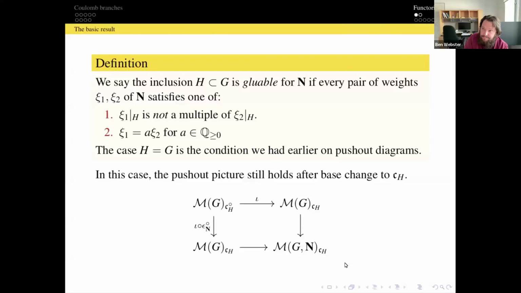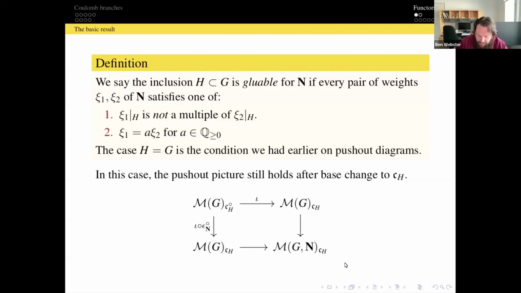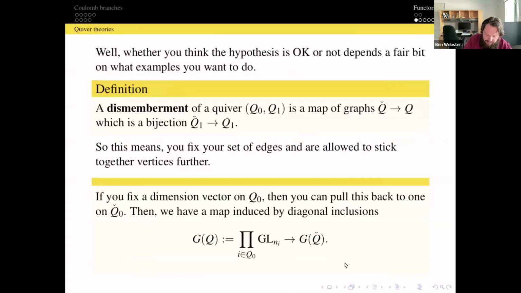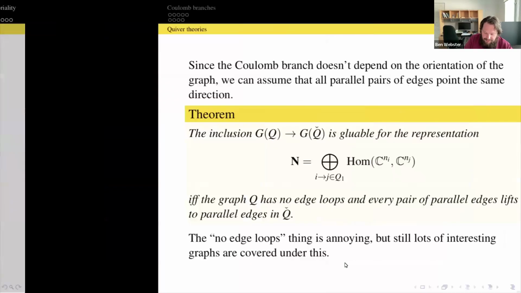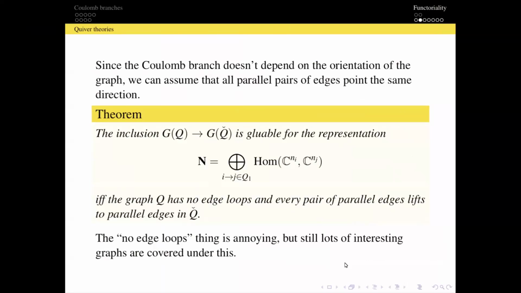But then it sounds like you're not dismembering too much then. That restriction doesn't tell you anything if your graph doesn't have multiple edges between a pair of nodes. So if your graph is simply laced, then it's no restriction at all. That's true, yeah. But somehow, okay.